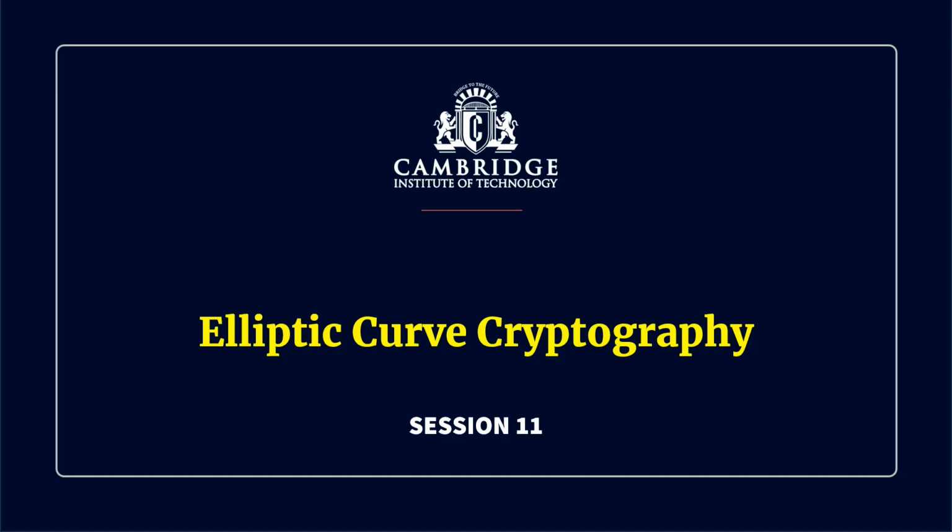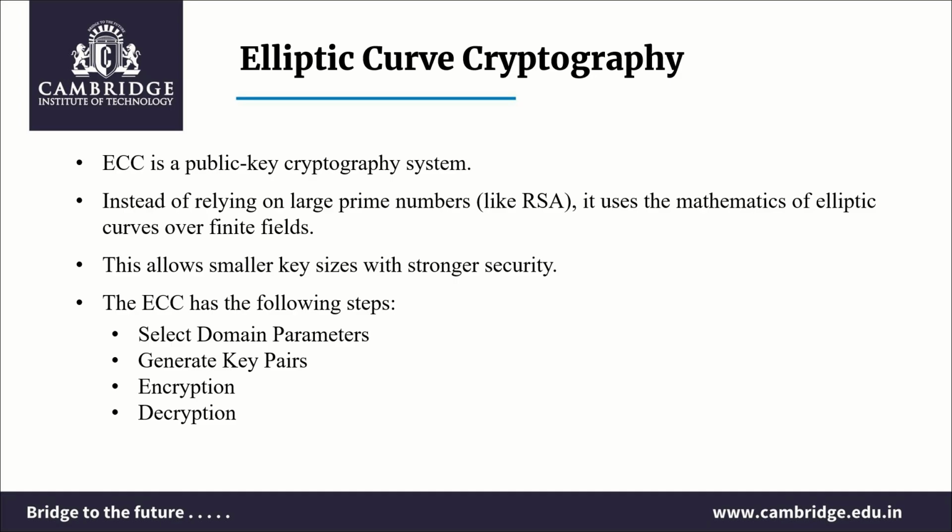In the previous session, we have seen the elliptic curve Diffie-Hellman key exchange, how a secret key gets exchanged between the two parties involved in the communication through an insecure channel. Now, in this particular session, let us talk about the encryption and decryption process supported by the elliptic curve cryptography.